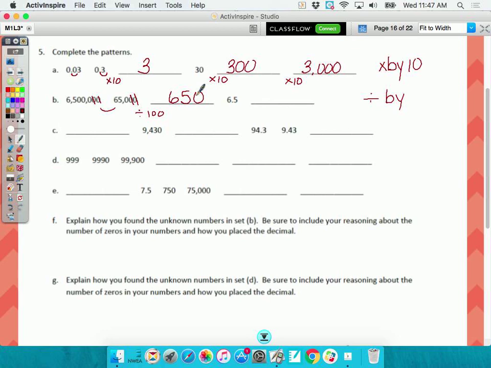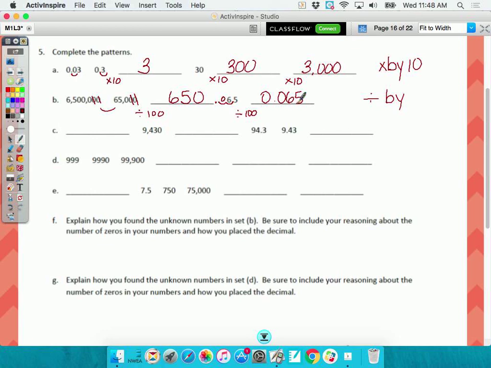Okay, so now divide 6.5 by 100, or 6 5/10. Jesus, what did you get? How many did you move your decimal? 65. Is that the third digit? Thousands. 65,000. So let's look at C.